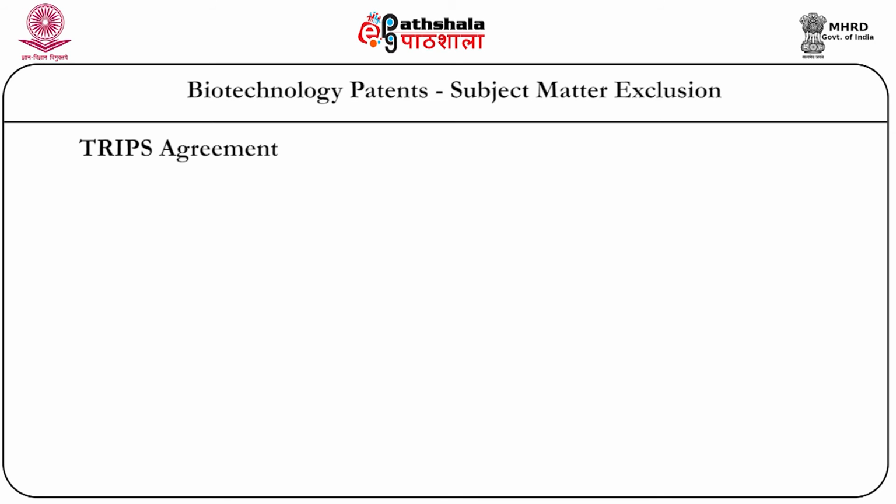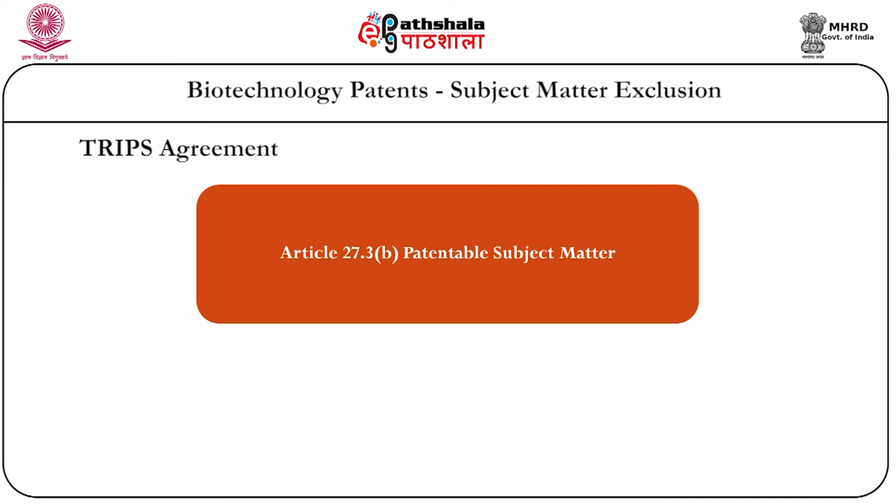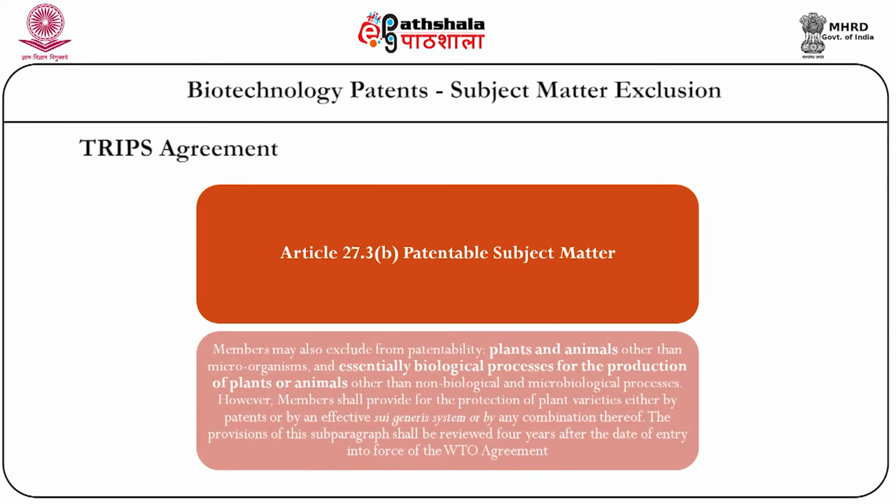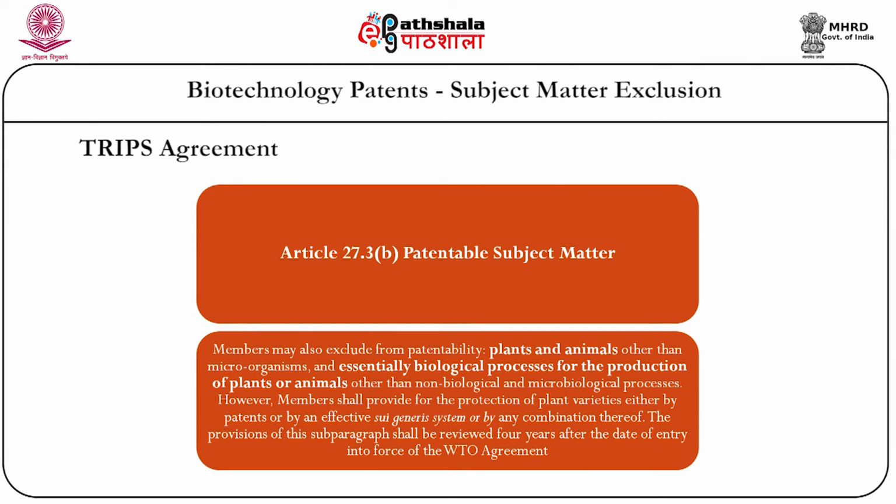The only exclusions that are allowed are in Article 27.2 that relates to order public and morality, and Article 27.3, especially Article 27.3(b), that relates to exclusion of biotechnology subject matter. And it says, I quote, Article 27.3(b): members may also exclude from patentability plants and animals other than microorganisms, and essentially biological processes for the production of plants or animals, other than non-biological and microbiological processes. However, members shall provide for the protection of plant varieties either by patents or by an effective sui generis system or by any combination thereof.